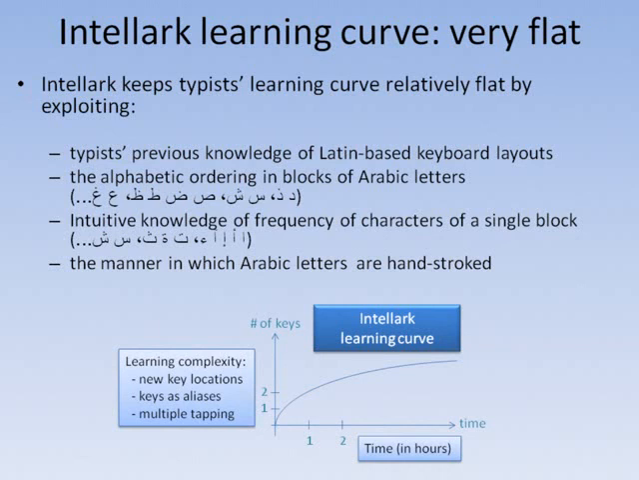And finally, 4. The manner in which the letters within a single block are hand-stroked in Arabic. For example, if Dal takes 1 stroke to sketch on a paper, where 1 stroke indicates that a pencil needs to be placed on a paper only once for sketching the letter before lifting the pencil up, then Dal takes 2, the second stroke being in the form of a dot. Similarly, Dat takes 3 strokes and That takes 1 more. We will explain how such features are exploited in the Intellark tutorials.